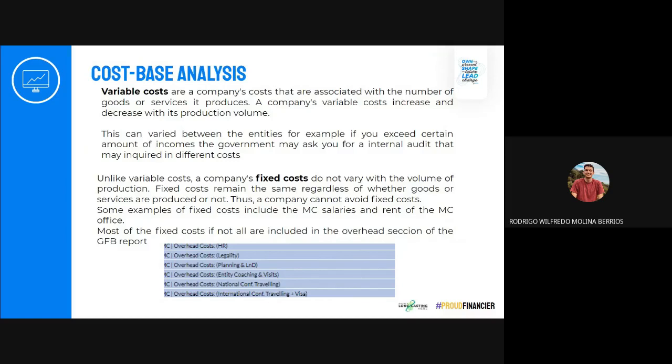Thus, a company cannot avoid fixed costs. Some examples of fixed costs include the MC salaries, the rent of the MC office, and the MC flat, and most of these fixed costs are included in the overhead cost. For example, in overhead cost HR, we have the salaries. In this overhead cost, you will have to divide it between fixed and variable.